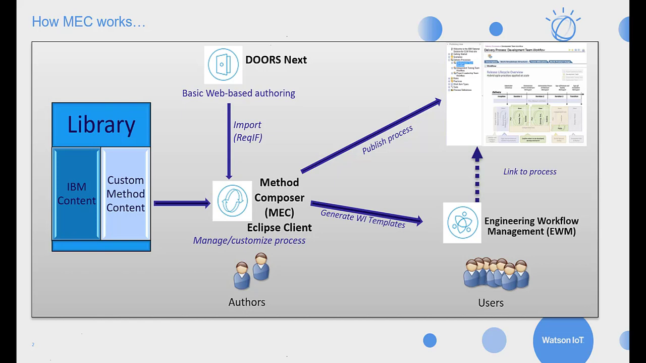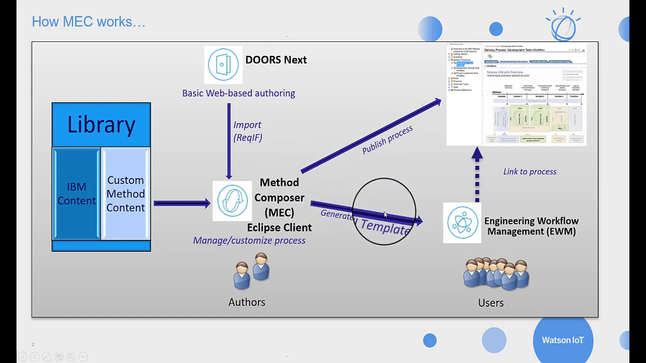Essentially what we have is a library on the left-hand side of the diagram, where we show the potentials of having IBM method content or your own custom method content or a mix of both. Method Composer is the basic Eclipse client which is used to take that content, make changes, and publish. We can publish to a website.